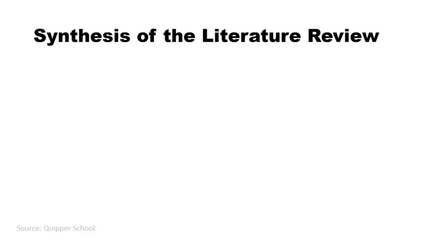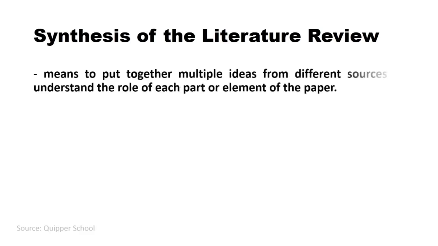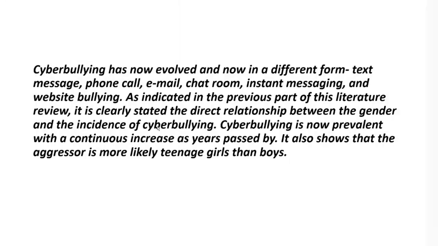Okay, so the last part would be about synthesis of the literature review. What does synthesis of the literature review mean? It means to put together multiple ideas from different sources to understand the role of each part or element of the paper. So that means all the information from the first part to the third part, we will find a way to put them together, meaning combine them all. Of course, that should still be in connection with the topic of our study.